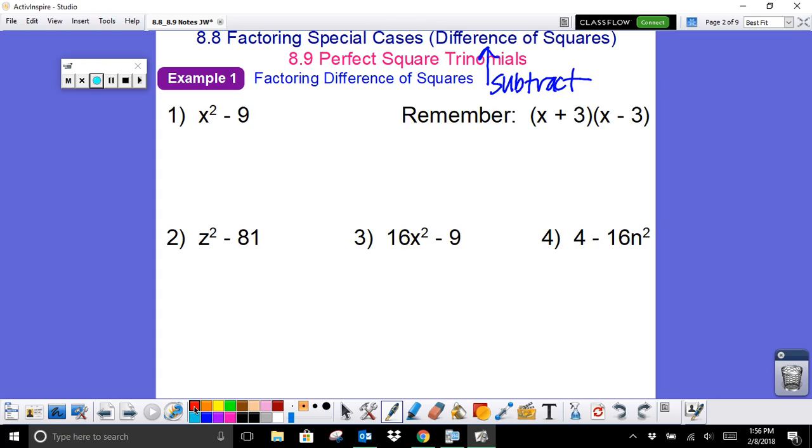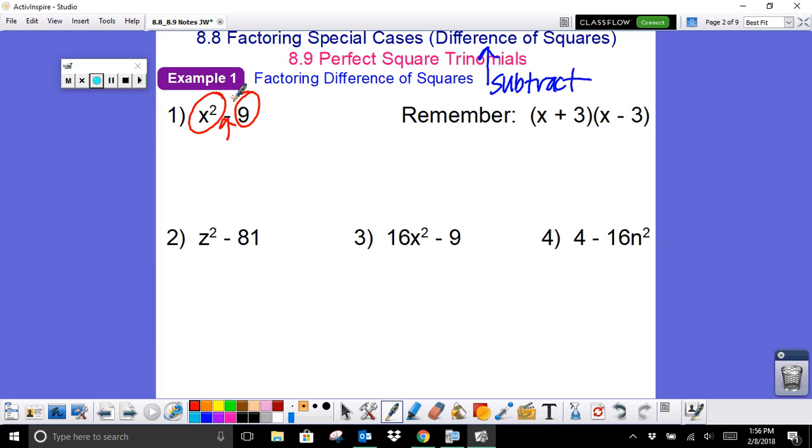All right, so here's the trick. I'm first going to check, is this a difference? And if you see that minus sign, that's telling me this is a difference. So that's check mark number 1. Now we have to check to see if both of these numbers, or both of our terms, are perfect squares. So I look at x squared. Is that a perfect square? Yes, it is, because x times x made x squared. So that makes it a perfect square.